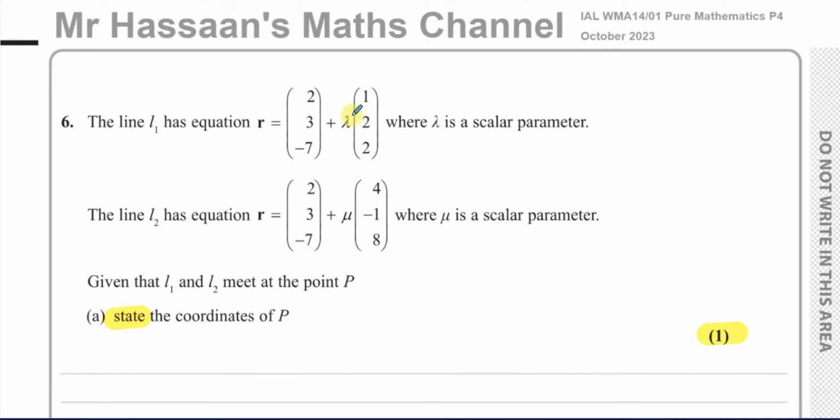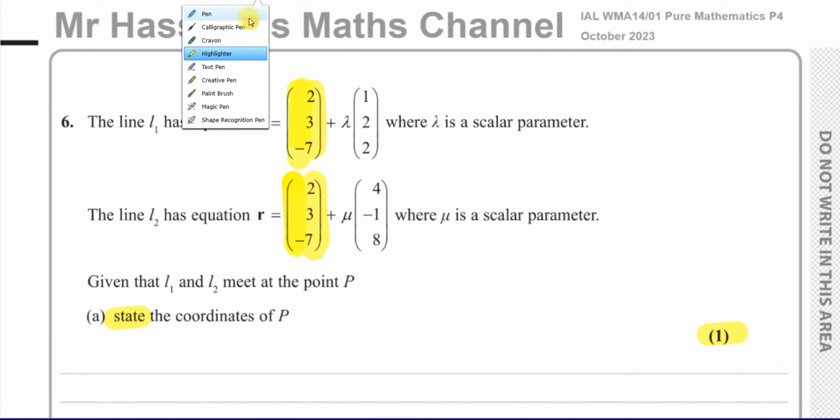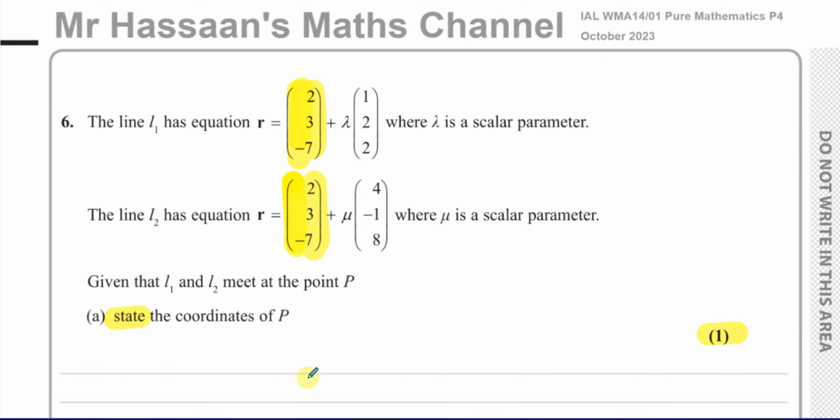You have the part which is multiplied by the parameter, which is the direction of the vector, and we have the part which is on its own, which is basically the position of a point on the line with respect to the origin. So as we can see here, the position vector of a point on this line and the position vector of a point on this line are the same. They both pass through this point. They must both pass through this point. So the coordinates of P are simply going to be 2, 3, and negative 7.